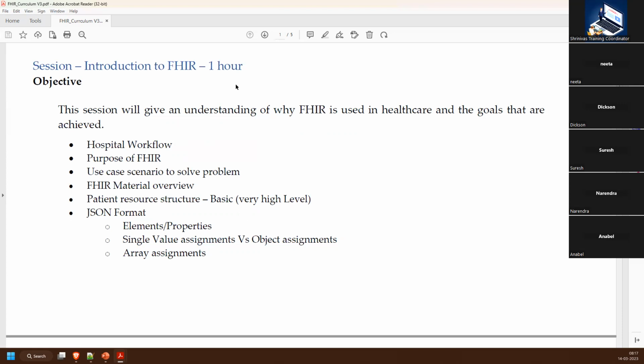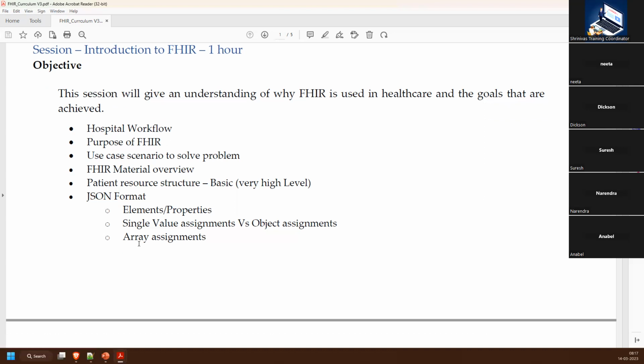So we'll begin with FHIR, which we'll see today. We'll take a look at an introduction to FHIR. What is the problem that FHIR is trying to solve, and where are we today in solving that particular problem, and what are the other industry challenges that can be solved with FHIR. So we'll start looking at hospital workflow, which is the base where everything gets started. We'll talk about the purpose of FHIR. We'll talk about a couple of use case scenarios which solve the problems that we have.